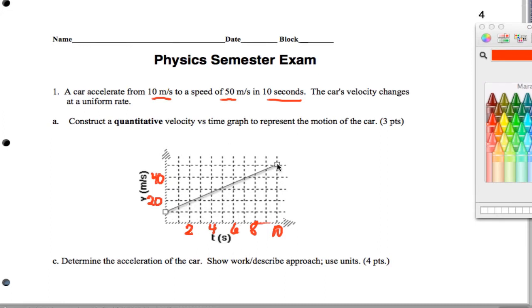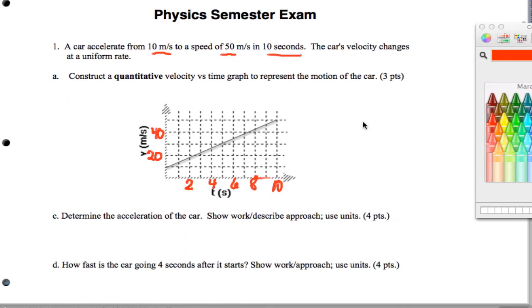So if I were to plot this, let's be careful. We go from 10 all the way up to 50. It's the velocity graph, so we're dealing with a straight line graph like this. So that's what that plot looks like.